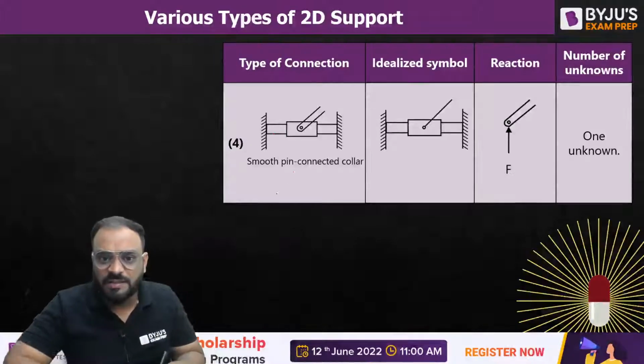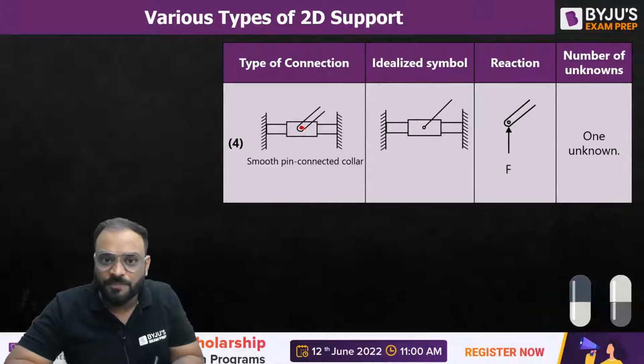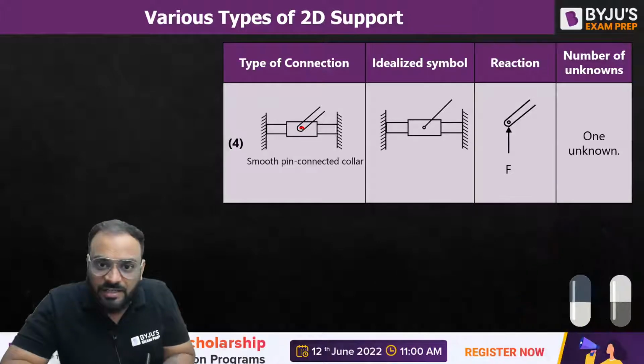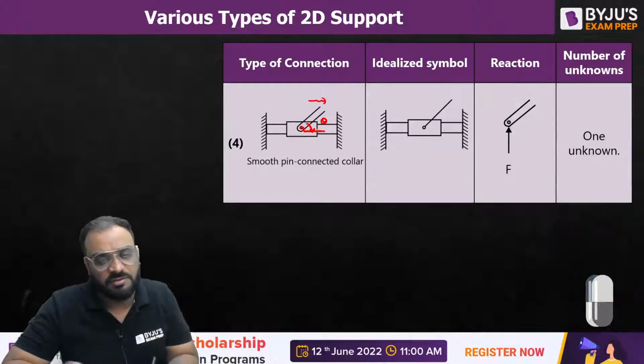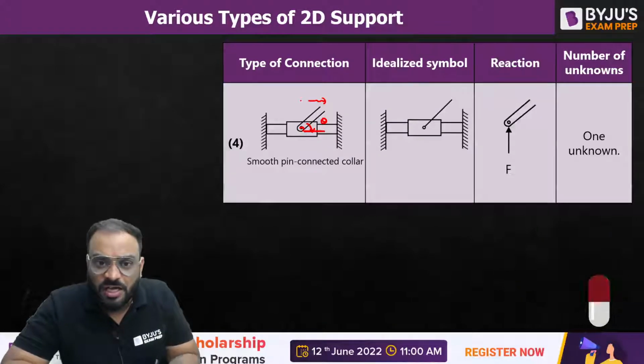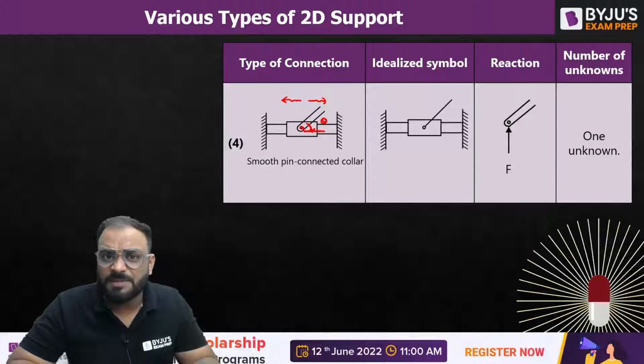So you can see here, guys, this is a pin which is connected with the collar and the member, and the angle with the horizontal can be changed. If you move this particular collar in this direction, definitely this angle will change. And if you move this particular collar the other way, definitely again the angle will also change, right? Now how can we represent it?